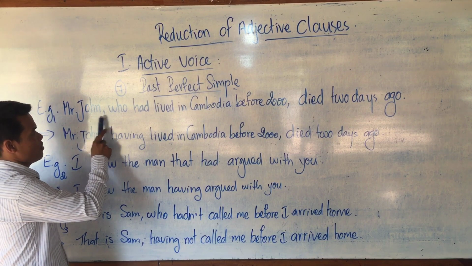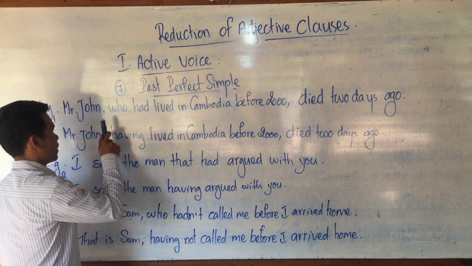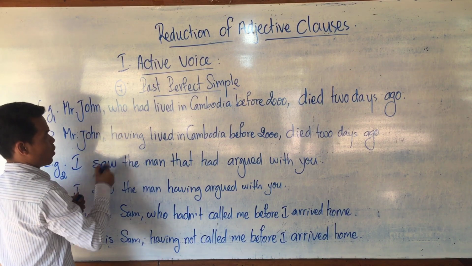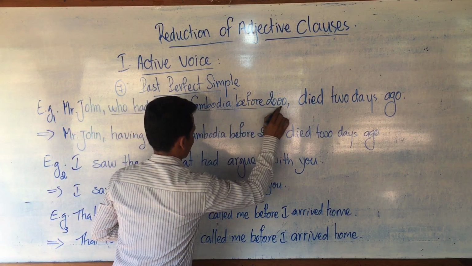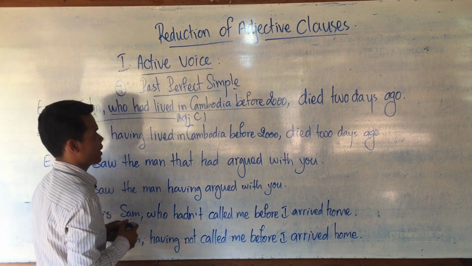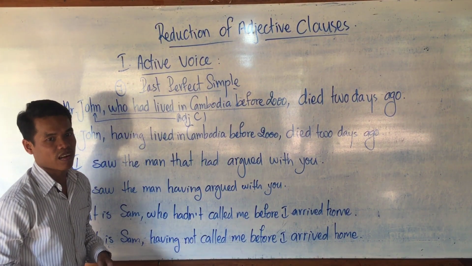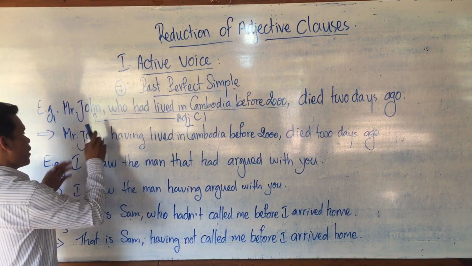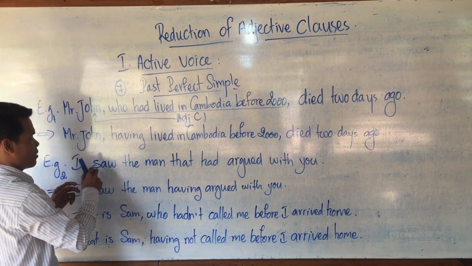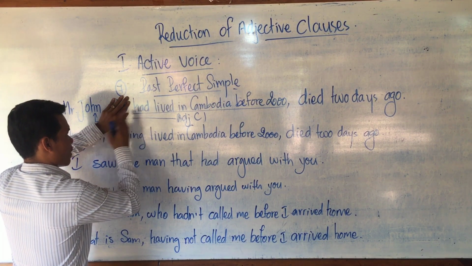Example: Mr. John, who had lived in Cambodia before 2000, died 2 days ago. John is a proper noun. That's why it is a non-defining relative clause. So from who to 2000 is the adjective clause. You realize that adjective phrases come from adjective clause reduction. So we change the adjective clause to an adjective phrase. We can write Mr. John. We delete who and had as an auxiliary verb, and live is the main verb.